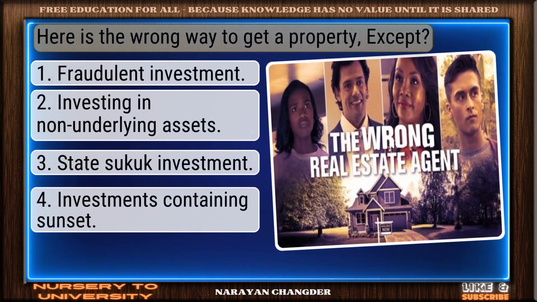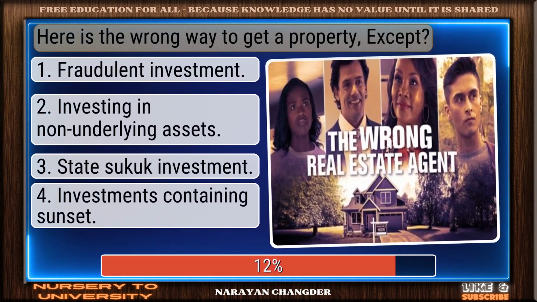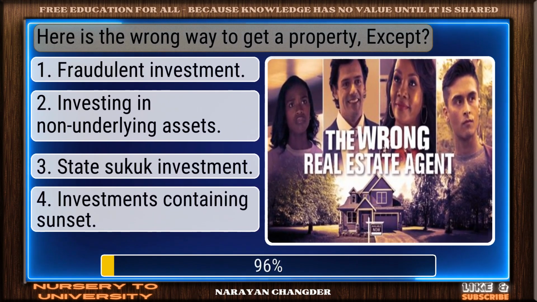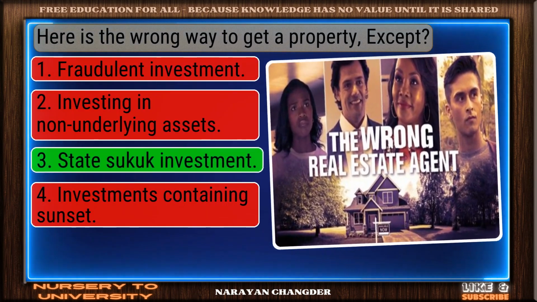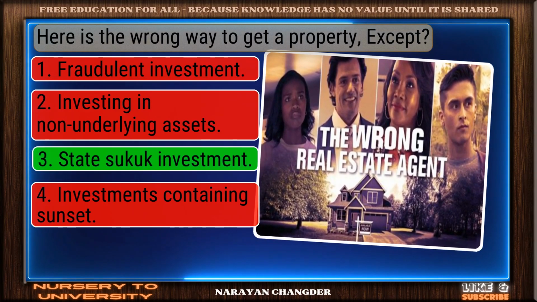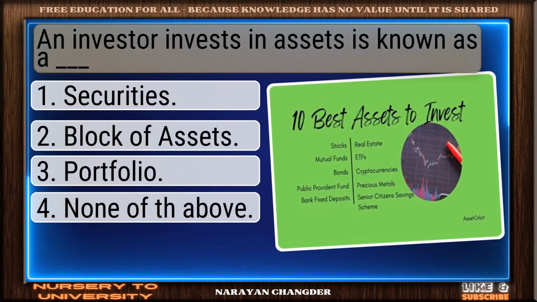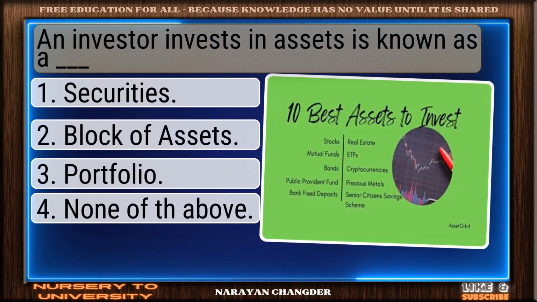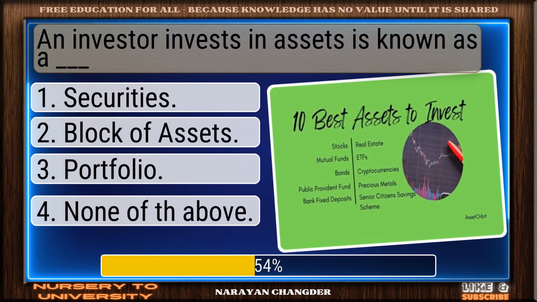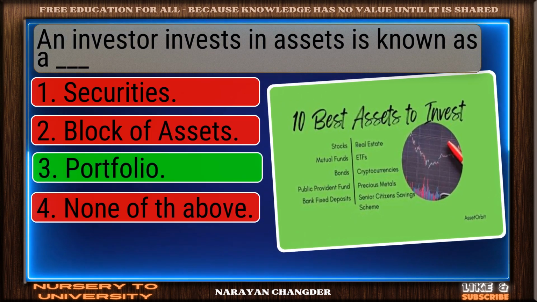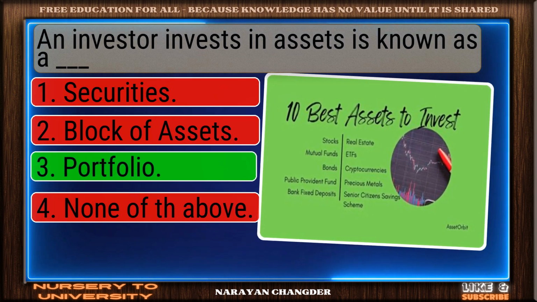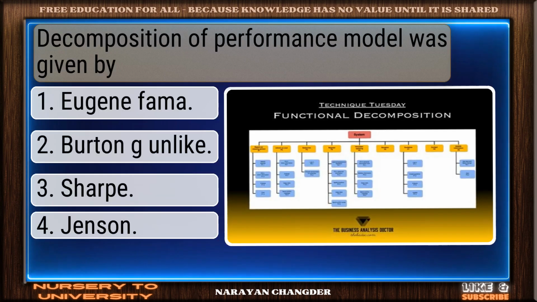Here is the wrong way to get a property, except. Excellent. State Sukuk investment is a brilliant choice. An investor invests in assets is known as a Dash. Right choice. Portfolio is the best answer.